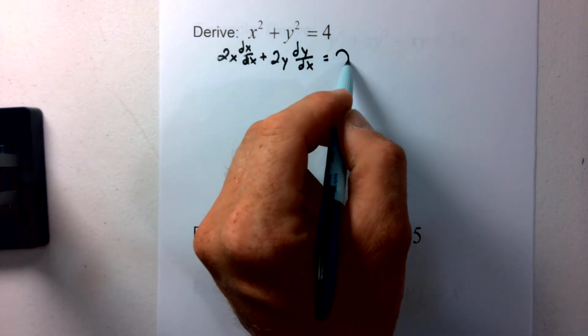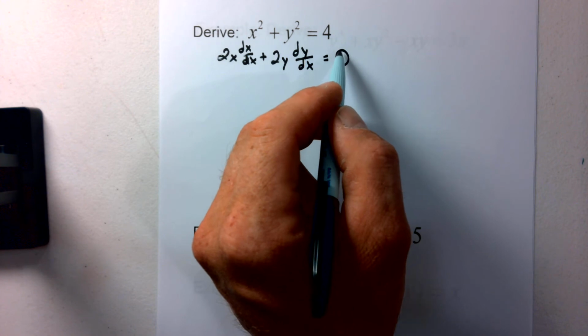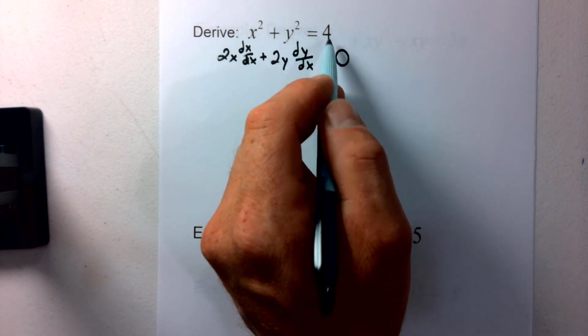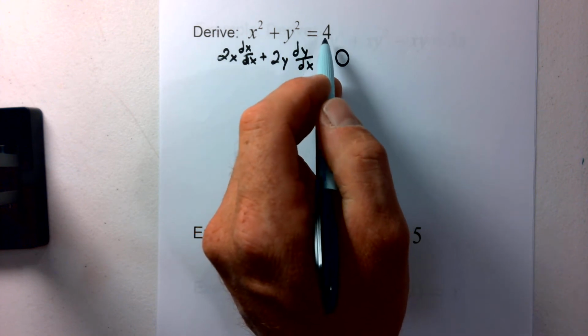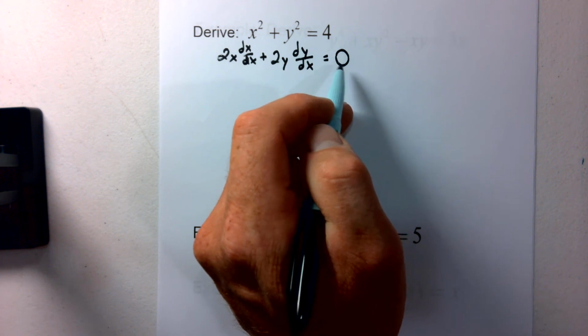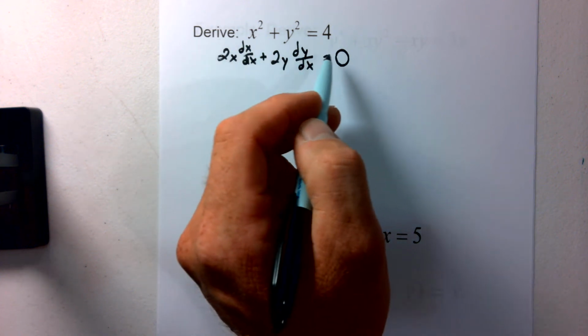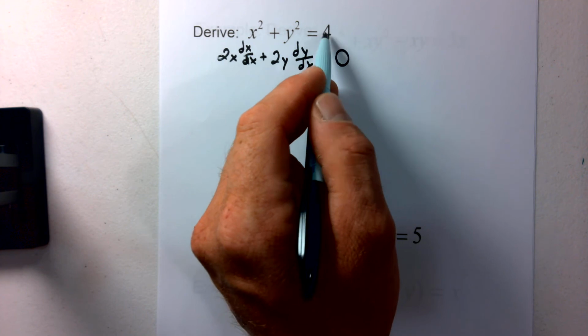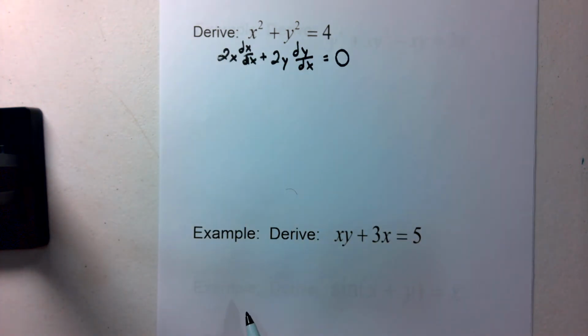Derivative of 4 is going to be 0. Be very, very careful. Derivative of any constant is going to be 0. A lot of people like to bring this 4 down because they think they took the derivative of one side and they're done, but it's not. Derivative of 4 is going to give us 0 as well.